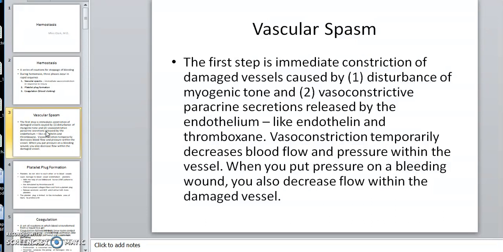You also, when you damage the blood vessel, have endothelial cells, the lining cells, start to secrete small secretions known as local paracrine secretions. One is endothelin, which is a vasoconstrictor. All of these actions are an attempt to vasoconstrict and slow down the blood flow.